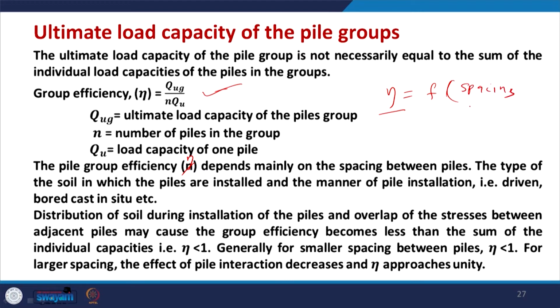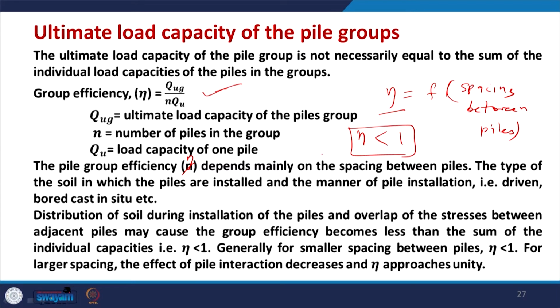So, spacing between piles makes a lot of difference to the efficiency, and we are going to discuss spacing between piles in detail. Disturbance of soil during installation of piles and overlap of stresses may cause the group efficiency to become less than the sum of the individual capacities. Normally, the value of eta, that is the group efficiency, is less than 1, especially when the spacing between piles is not large.